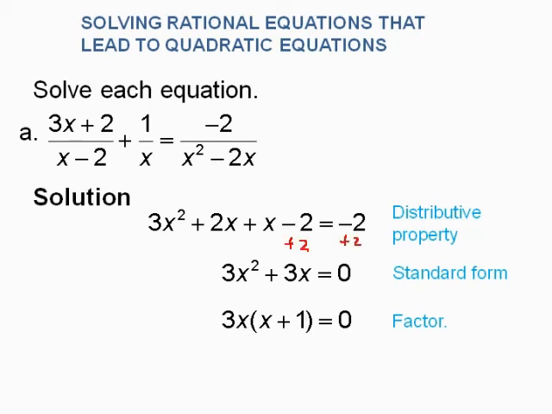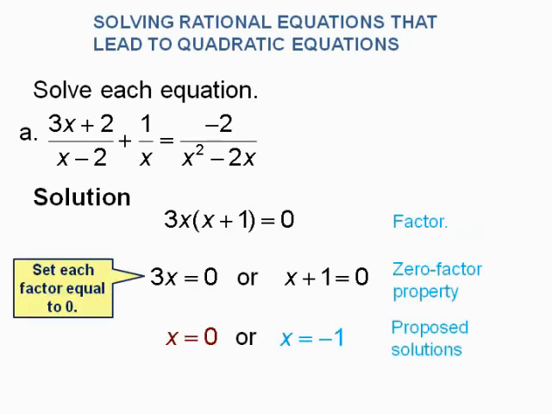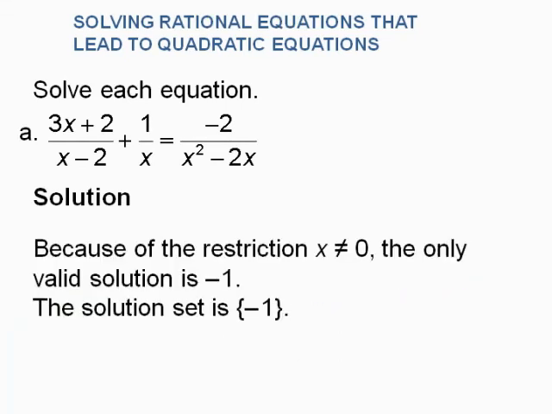Now notice on quadratic equations, we've got to get everything equal to 0, so they went ahead and brought the 2 over here, and then they factored. So what are the two answers? Whatever makes one of these creatures 0 is one answer. Whatever makes the other one 0 is the other answer. So notice we have 0 or -1 for our proposed solutions. Now, can both of these be the answer? Because of this restriction, x can't be 0. The only valid answer is x equals -1.